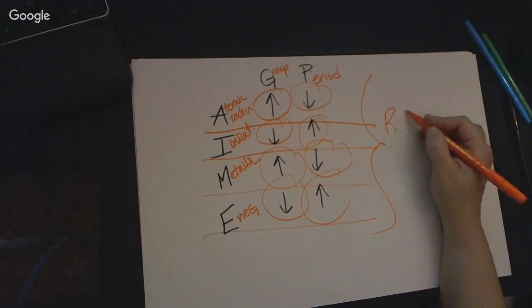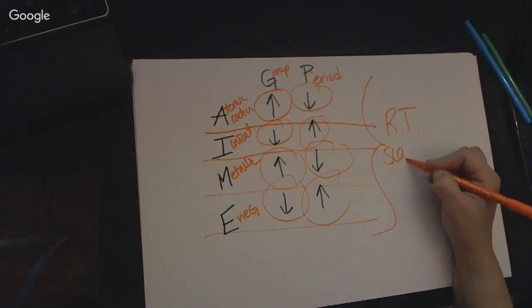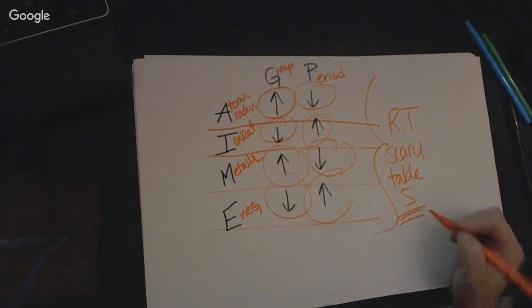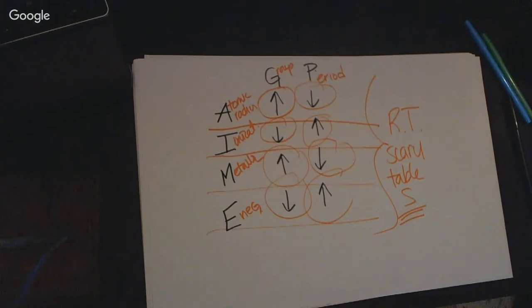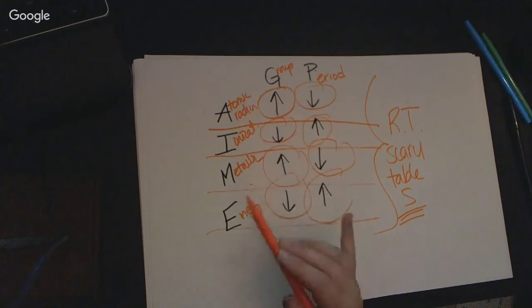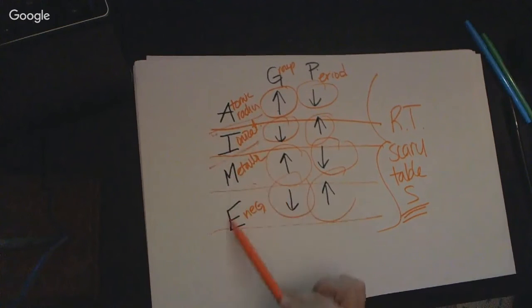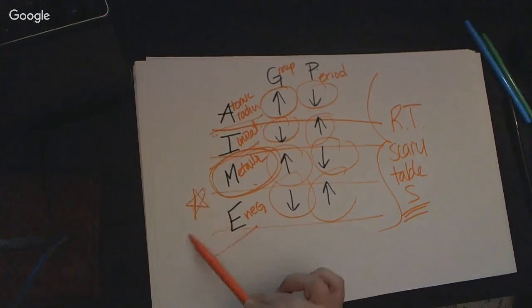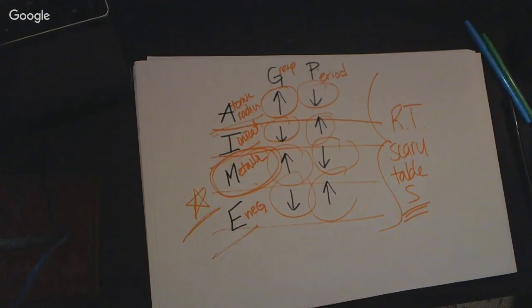open up the reference table, Table S. I call it big and scary because it has so much stuff on it. And all you have to do is look every single one of these up: atomic radius, ionization energy, electronegativity, metallic properties. That's just common sense because it's the structure of the periodic table. Yes, Marissa, you can absolutely just look it up on the reference table.